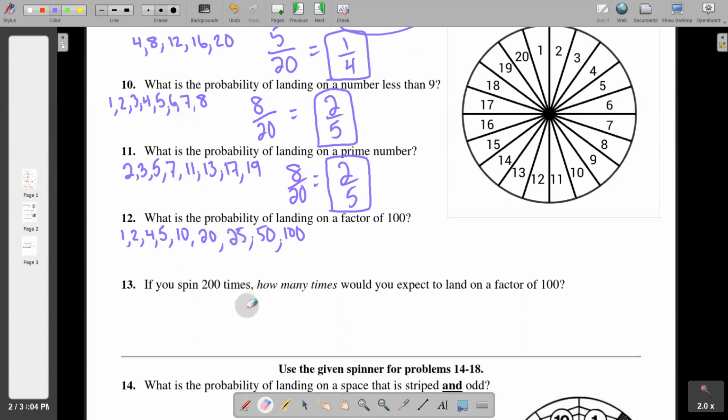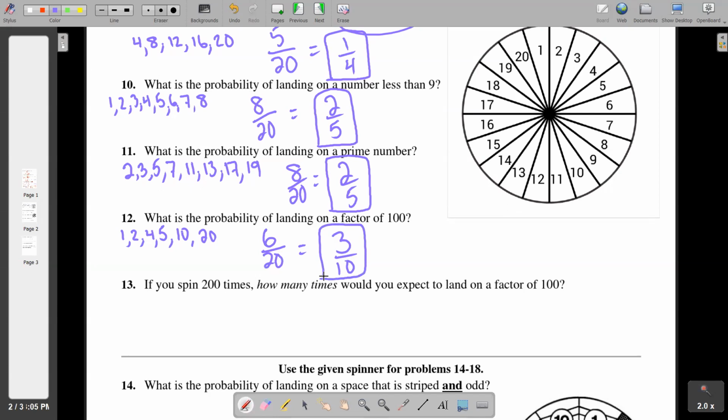Which ones can I get rid of? Anything over 20. So the 25, 50, and the 100, that's good to know. But really, when I make a list of the factors of 100, as it pertains to that spinner, I only need the 1, 2, 4, 5, 10, 20, because the other ones aren't on there. We agree? Okay. So having said that, if I spin that spinner one time, the probability of me landing on a factor of 100 is exactly 6 out of 20, which will reduce to exactly 3/10.